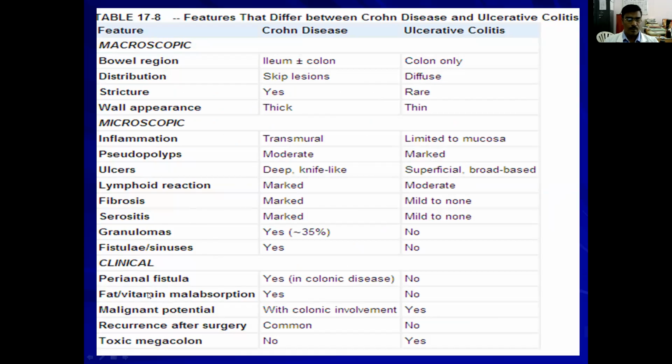Some other important findings: perianal fistula is more common in Crohn's disease when compared to ulcerative colitis. Malabsorption, as already discussed. Malignant potential: with chronic involvement alone, it is common. Recurrence after surgery is common in Crohn's disease, whereas ulcerative colitis doesn't have any recurrence after surgery. Toxic megacolon is more common in ulcerative colitis.